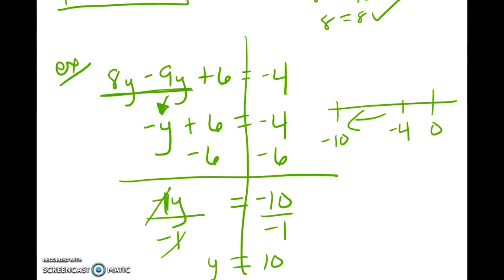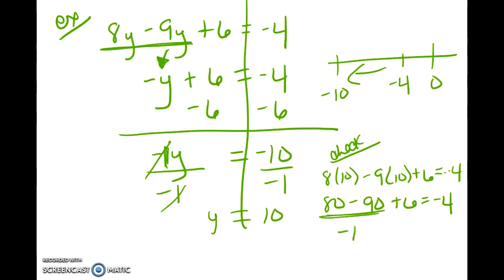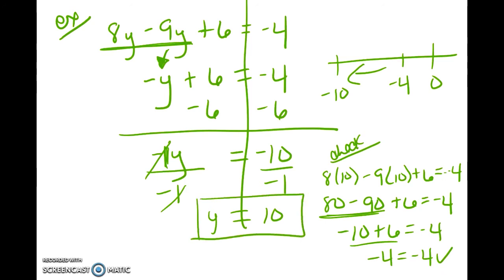Now when you go back and check these, the checking is a little bit trickier, right? Because now I have two places I need to make the replacement. Eight times 10 is 80. 9 times 10 is 90. And then do the subtraction first, negative 10 here, plus 6. And then this subtraction. So y equals 10.